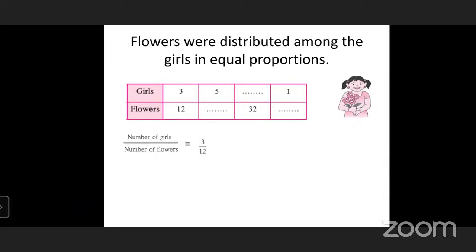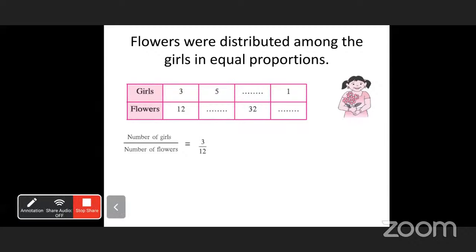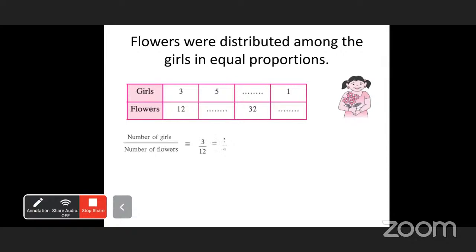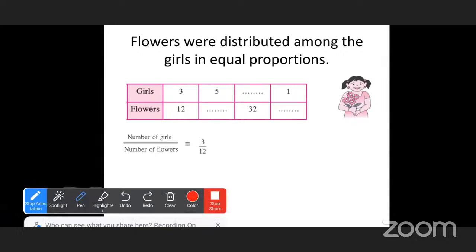Just unmute the audios and let me know. Okay, Prince, unmute the audio and tell me which number is common between 3 and 12. Tell me the factor which we can use to divide 3 and 12. Okay, very good, 3.